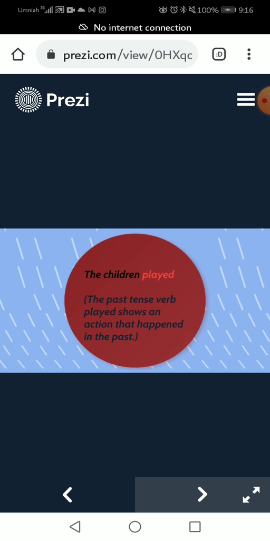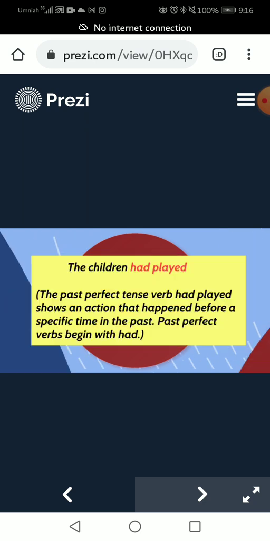Past. The children played. The past tense played shows an action that happened in the past. Past perfect, the children had played. Now, had played shows an action that happened before a specific time in the past. Past perfect verbs begin with had.